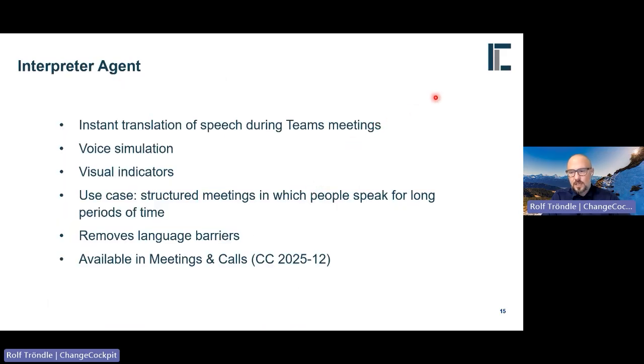Next up is the Interpreter Agent. So Interpreter Agent was released, I think, back in last May, and this could have a very huge potential, because you can do instant translation of speech during a Teams meeting. So if you have another native language like I do, I have Swiss German as a native language, but I'm inside a meeting and the other guys talk English or whatever, I can just turn on Interpreter Agent and it will do live voice interpreting, including voice simulation. So it tries to mimic your voice, including visual indicators.